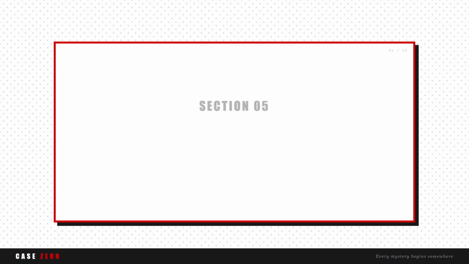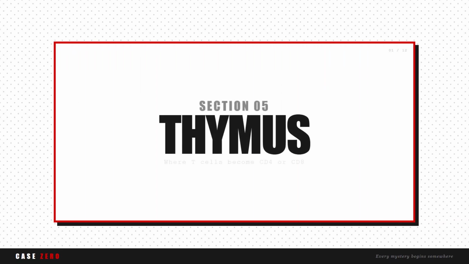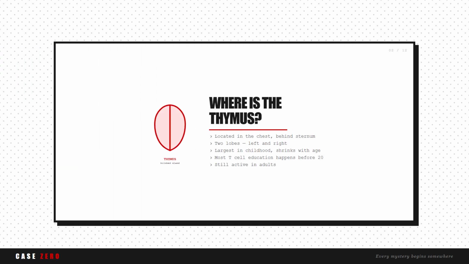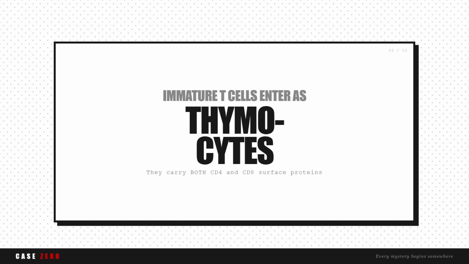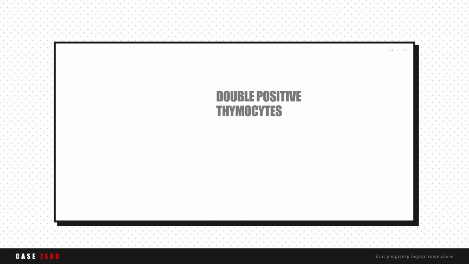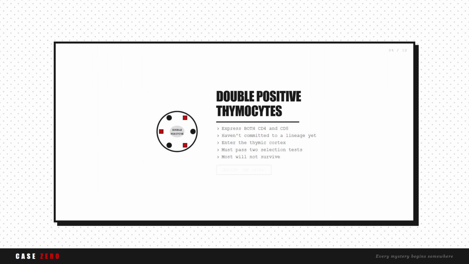All blood cells originate from hematopoietic stem cells in the bone marrow. Most mature there and enter circulation directly. T cell precursors do not. They migrate from the bone marrow through the bloodstream to the thymus, a bilobed lymphoid organ situated in the anterior mediastinum. Inside the thymus, precursor cells, called thymocytes, undergo a development process governed by two sequential selection checkpoints.